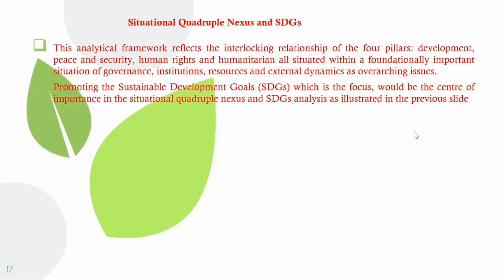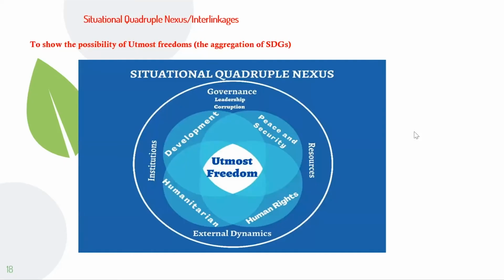Now, situational, I've spoken to the situational quadruple nexus, which takes us to the second diagram. The import of the second diagram is to say that if we get everything right, we will be working towards a situation of utmost freedom. And it specifies a little bit more on governance by showing the problem of leadership deficit and corruption.